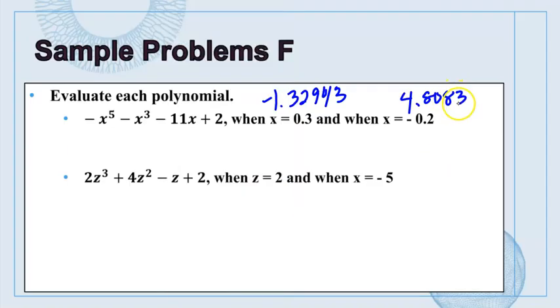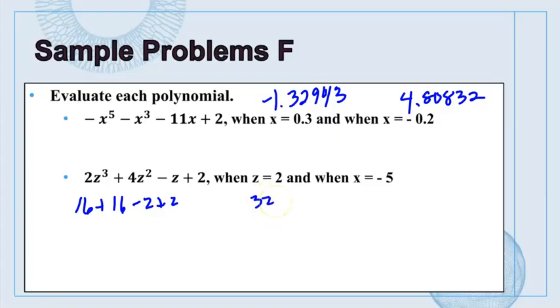And the next one, just putting 2's in there. So 2 times 2 cubed. 2 cubed is 8. So 8 times 2 is 16, plus 4 times 2 squared, which is 16, minus 2 plus 2. So 16 plus 16 is 32. Negative 2 plus 2 is 0. 32 plus 0 is 32. So this one will be 32.